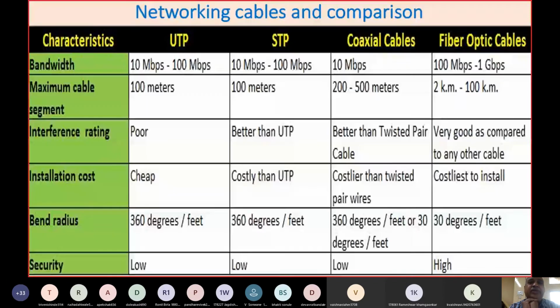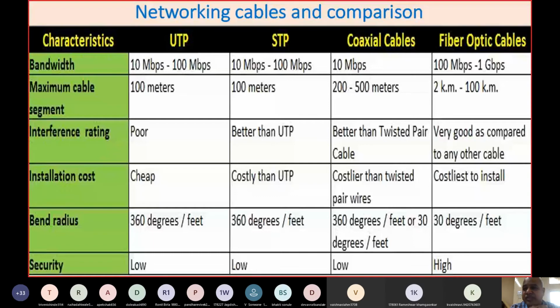Finally, this is the one important thing you have to understand at the end of the lecture. This is the bandwidth. UTP can go up to 10 to 100 Mbps. STP can also go 10 to 100 Mbps, but here the distance can be increased, and the repeaters or signal quality will be much better compared with UTP.